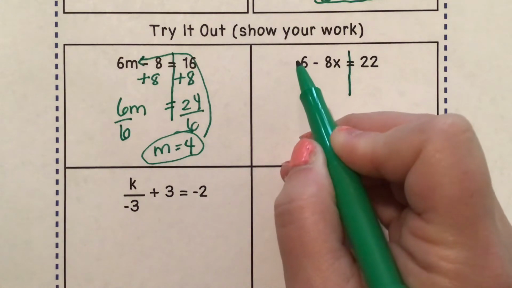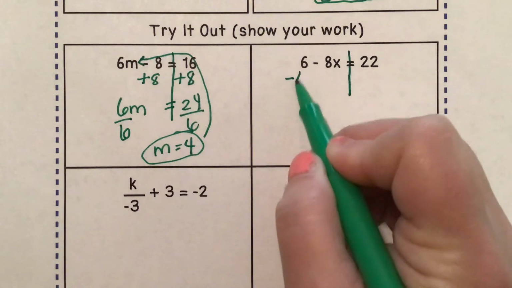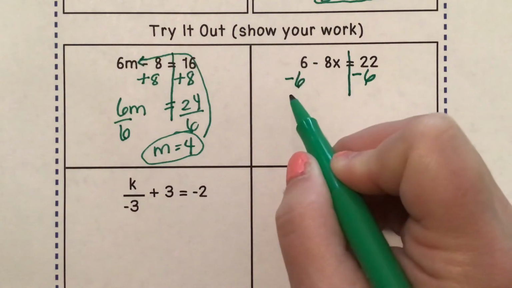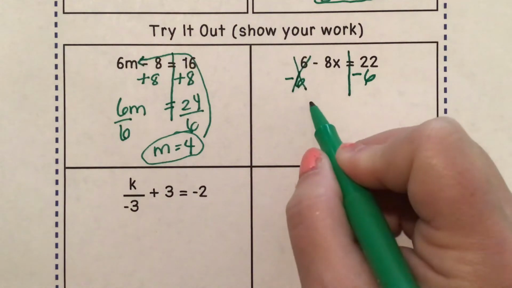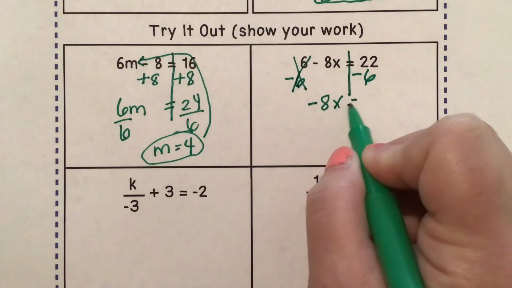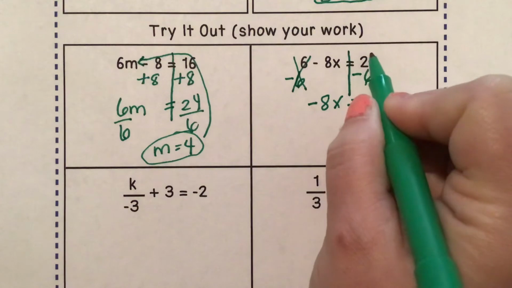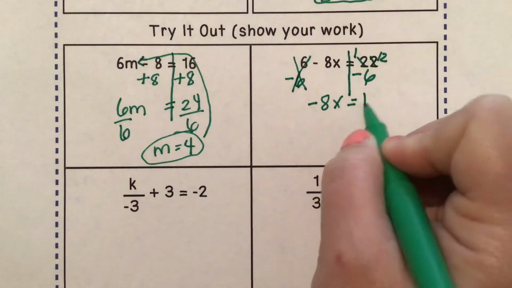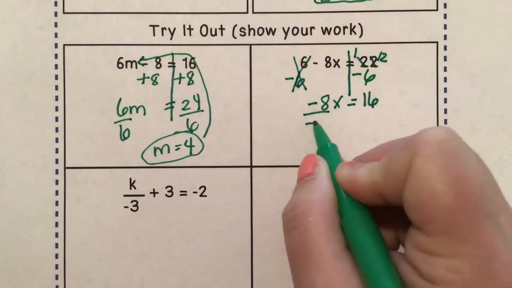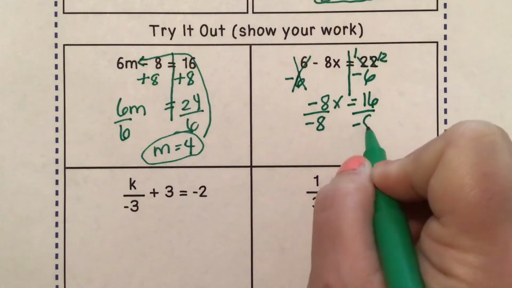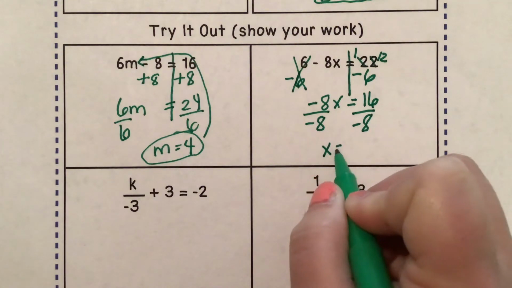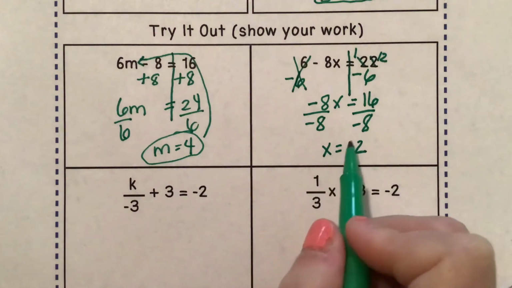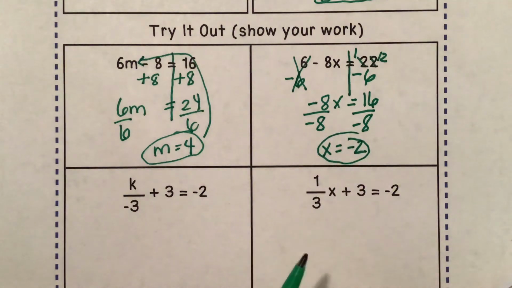Now, if you think about it, this is a positive 6, and the only way to get this positive 6 away is to subtract 6. Even though there's a subtraction sign behind it, it's the sign that's in front that we care about. So those go away. That gives me negative 8x equals, make that a 12, make that a 1, and that's going to give me 16. Divide by negative 8 on both sides. So I get x equals negative 2. x equals negative 2 would be the correct answer for that one.